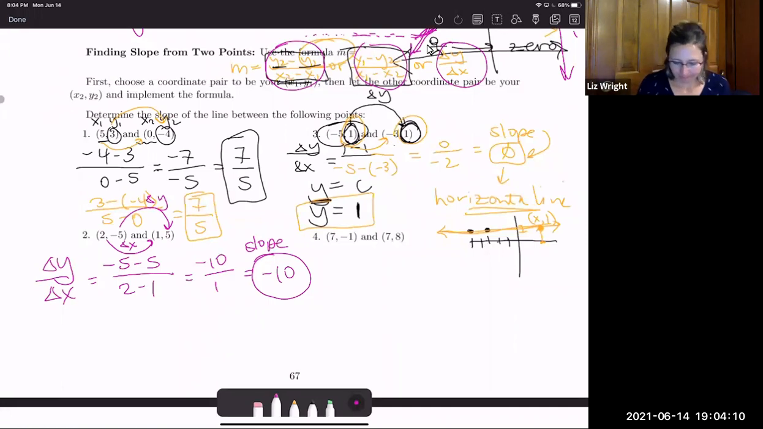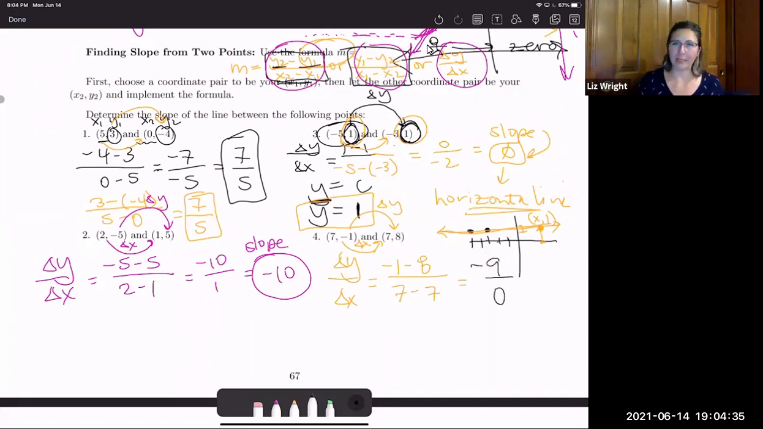Let's try the next one. So my slope is going to be my change in my Y over my change in my X's. So I've got my change in my Y, which is going to be -1 minus 8. So this is my change in my Y. My change in my X's is going to be 7 minus 7. Uh-oh, I'm going to get a 0 in the denominator. So I've got -9 over 0.